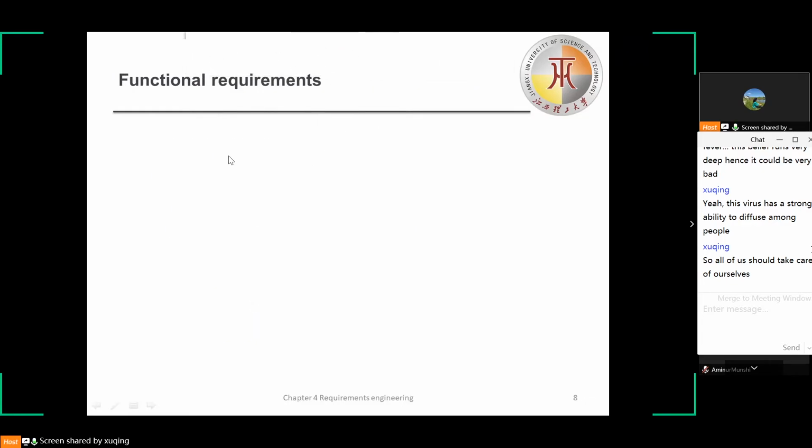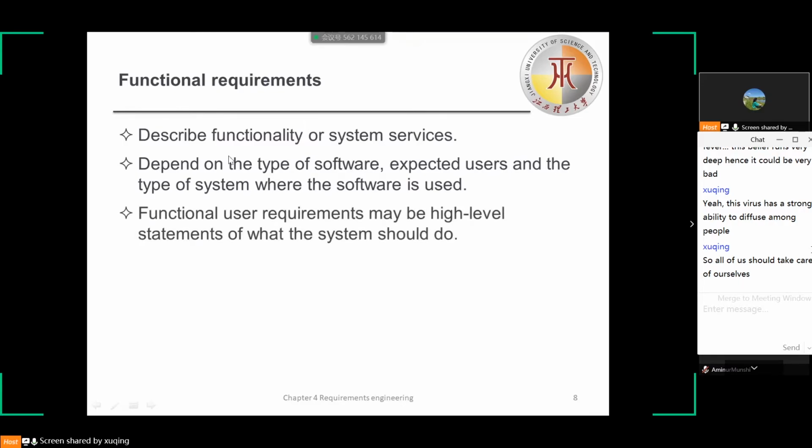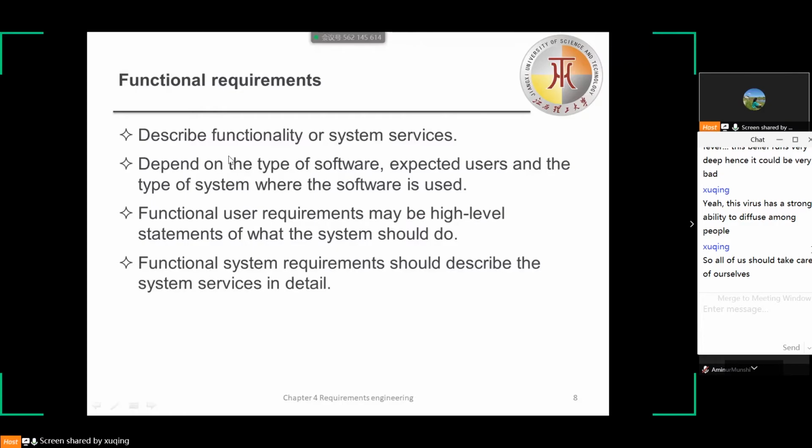For the functional requirements, we describe what the system should do. We describe the functionality or system services. And these requirements depend on the type of software, expected users, and the type of system being developed. Functional user requirements may be high-level statements of what the system should do, like our user requirements. Functional requirements are usually described in an abstract way that can be understood by system users.